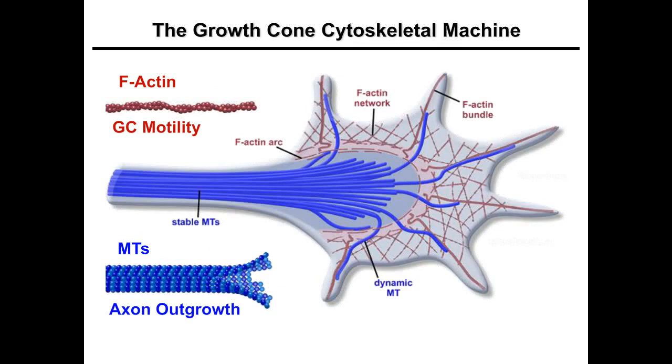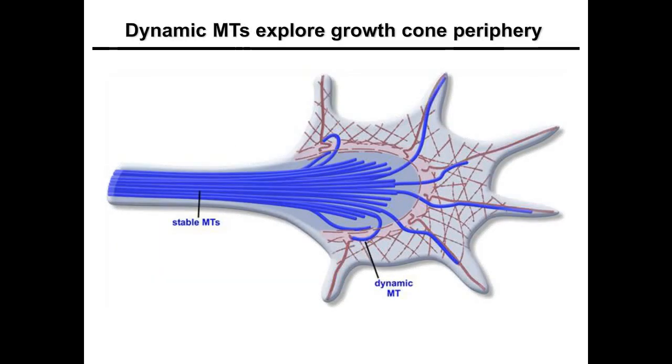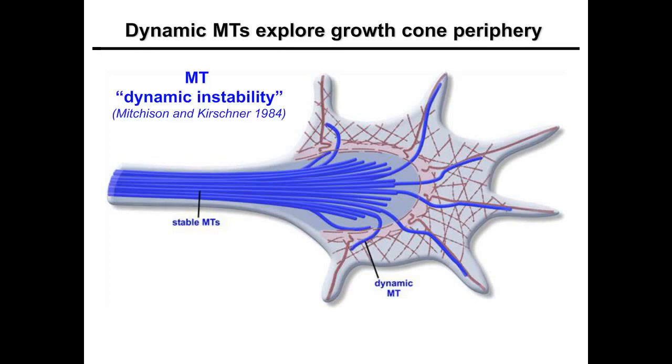I mentioned there are these two critical elements of the growth cone cytoskeleton. F-actin is involved in growth cone motility, and microtubules promote axon outgrowth. But if the growth cone is going to steer in a directed manner, these two cytoskeletal systems have to be coordinated. And one place to look for that is where they physically interact. And so there are a group of dynamic microtubules that explore the growth cone periphery, and they can perform this internal growth cone exploration by utilizing their property of dynamic instability, where microtubules switch between growing phases and shrinking phases.